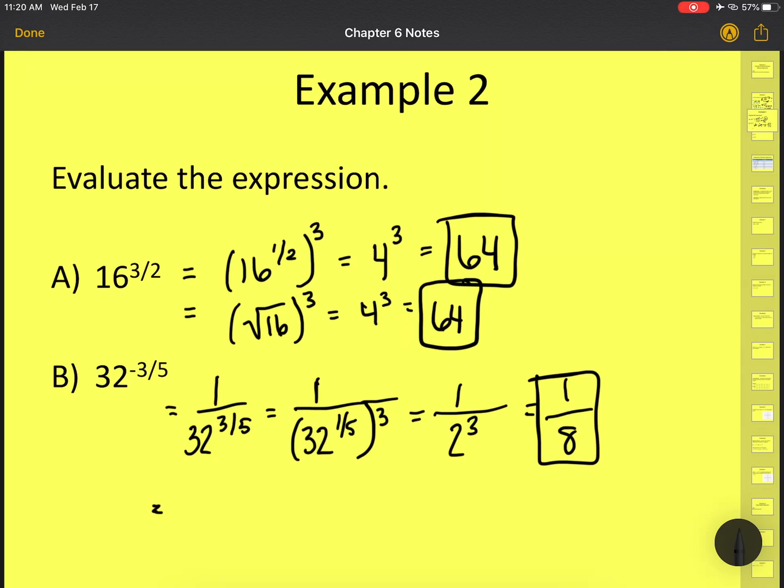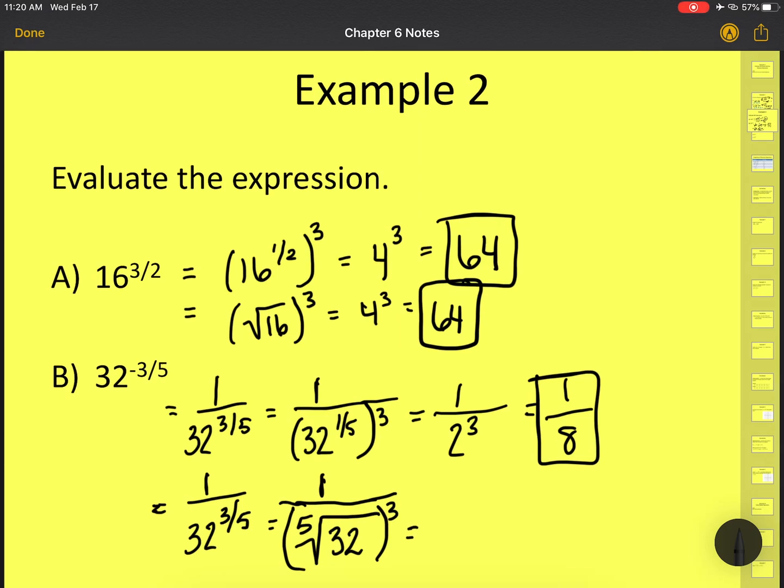Now if we redo it in radical form, we're still working with 32 to the 3/5 after we flipped it over from being negative. Then if I rewrite this as a radical, my index is 5, since it was in the denominator of the exponent, the fifth root of 32, but that's all raised to the third power. Then same thing, if we put this in the calculator, the 5th root of 32, that's 2, raised to the third power, we can't forget that. Well, it's the same thing as 1 over 8. So no matter how you write it, fractional exponent form or with the radical, you'll still end up with the same answer.